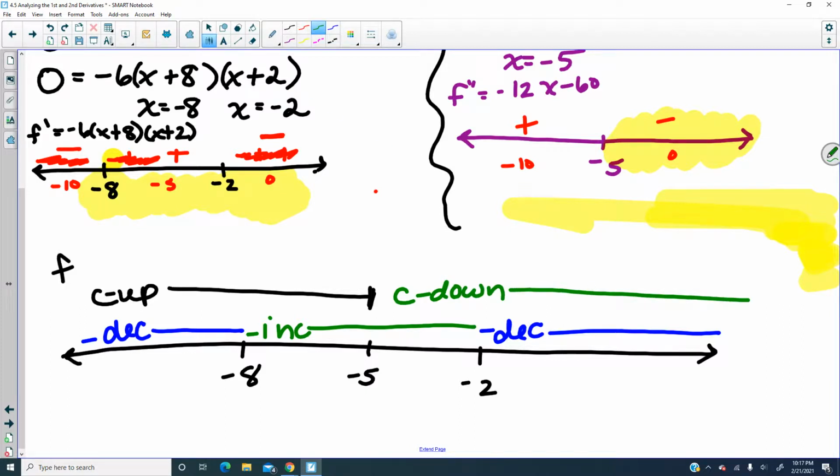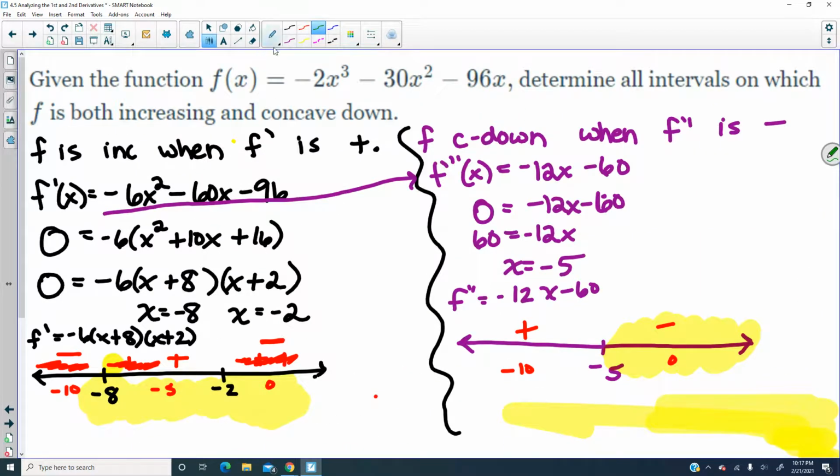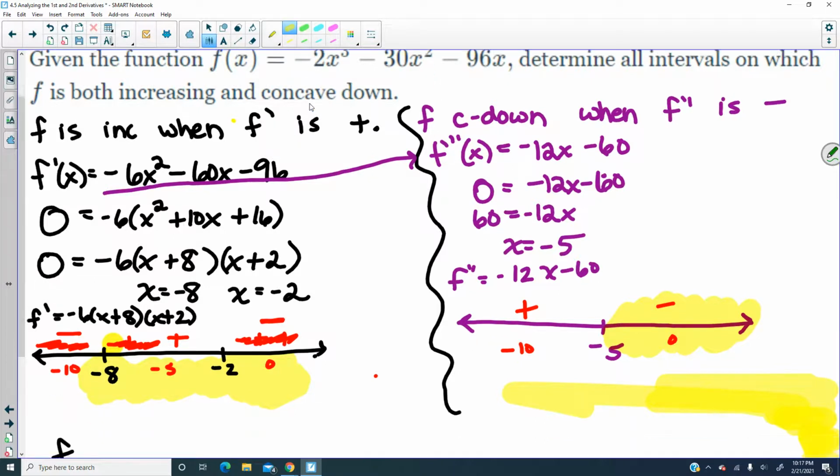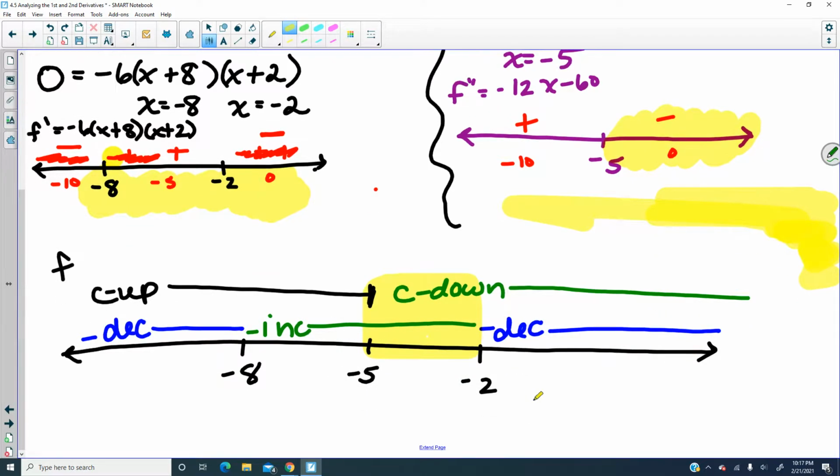So then I'm interested once again in where f is both increasing and concave down. So let me grab my highlighter. Increasing and concave down, where do those overlap? Looks like they overlap right here. So everywhere from -5 until -2. So I will say that f is increasing and concave down from -5 to -2.